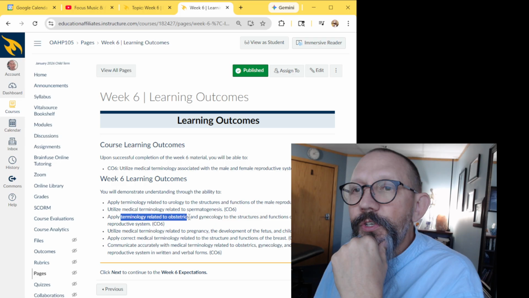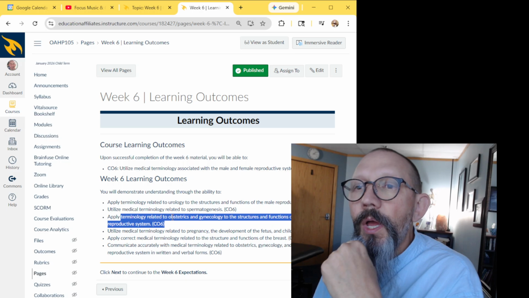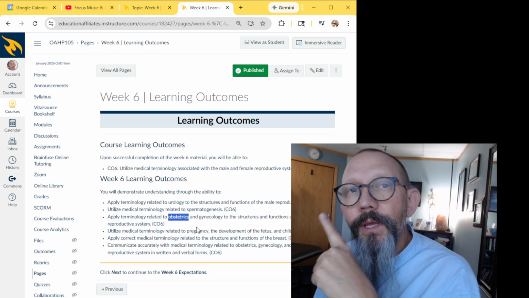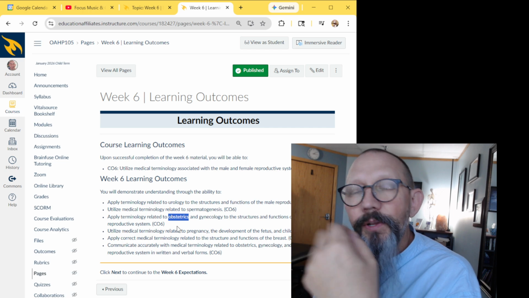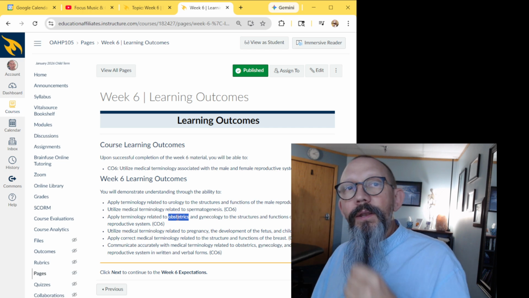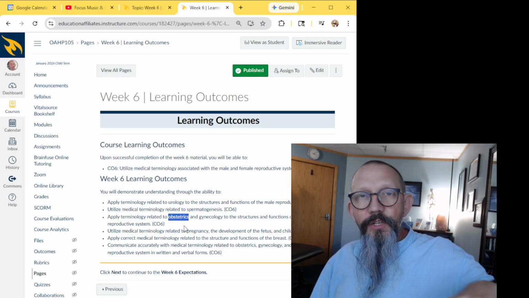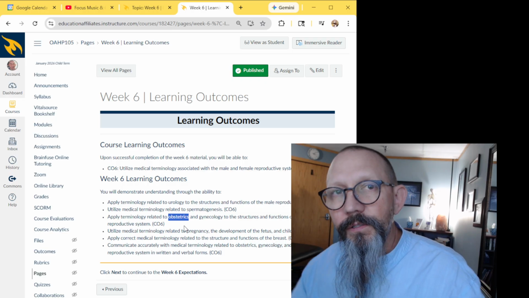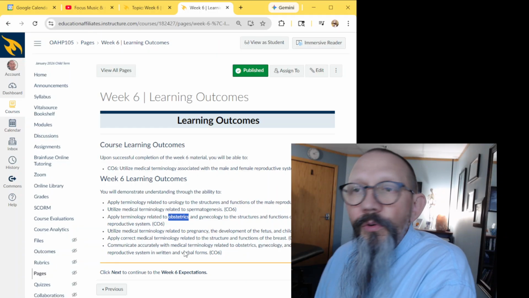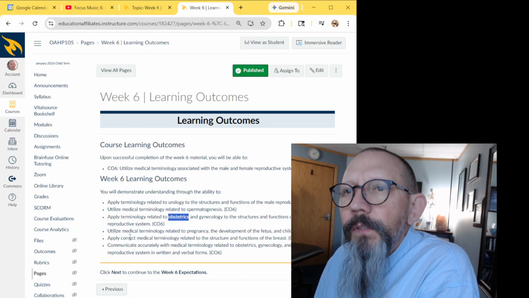Apply terminology related to obstetrics and gynecology to the structures and functions of the female reproductive system. Obstetrics, OB. Your OB, GYN, OB-GYN, right? Obstetrics has to do with babies, and then your gynecologist is the lady doctor, the doctor that looks at lady parts, right? And all that stuff, because men don't go to gynecologists, generally.